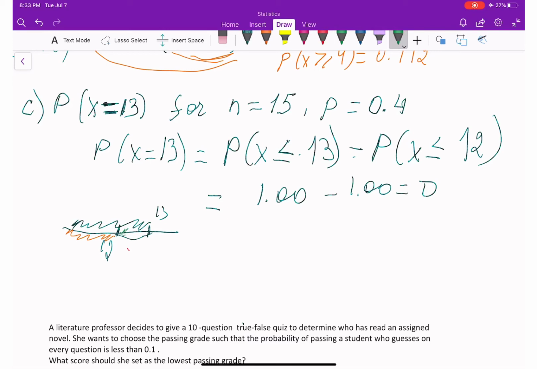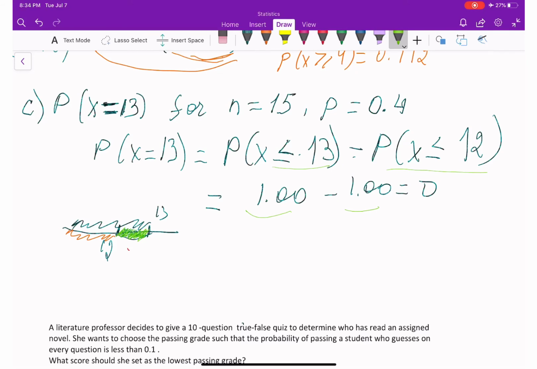This one. Okay? So when you need to find precisely the probability for a precise value of x, you take less than or equal to that number, which is less than or equal to 13, and then minus less than or equal to one smaller number, which is 12 in this case, and then subtract from each other. Both of them are equal to 1, so the difference is going to be 0.